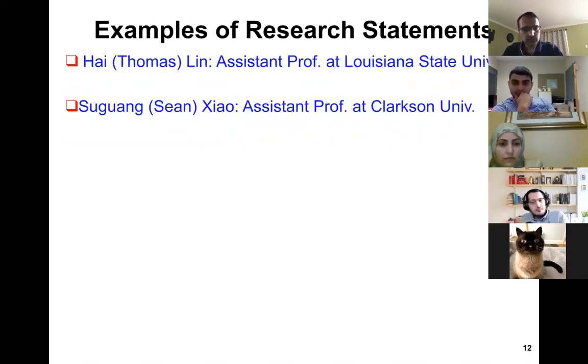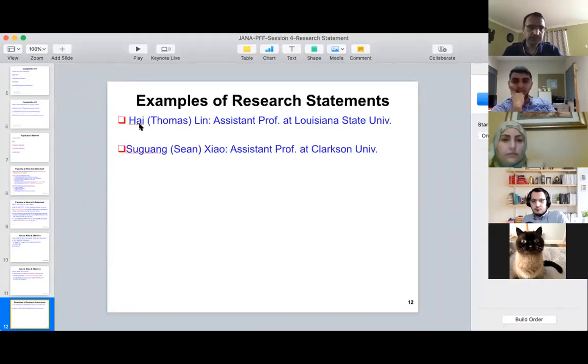I will try to go through the same two students whose CVs we went through last time. I want to go through their research statements just so you can see how some of these things were mentioned in the research statement and how organized it is. Hopefully I'll be able to find those files here.